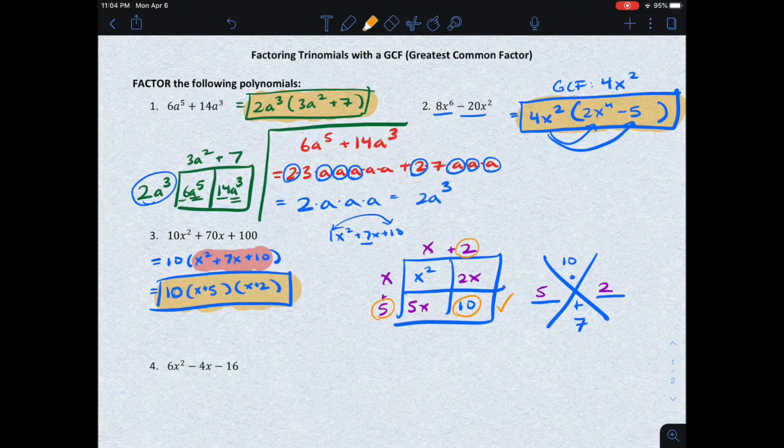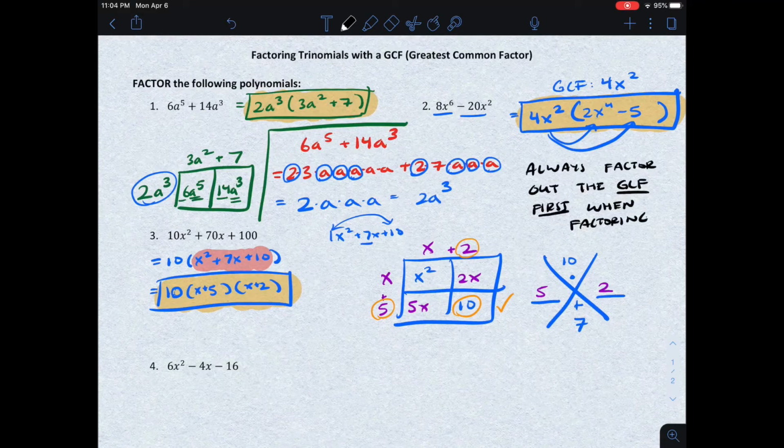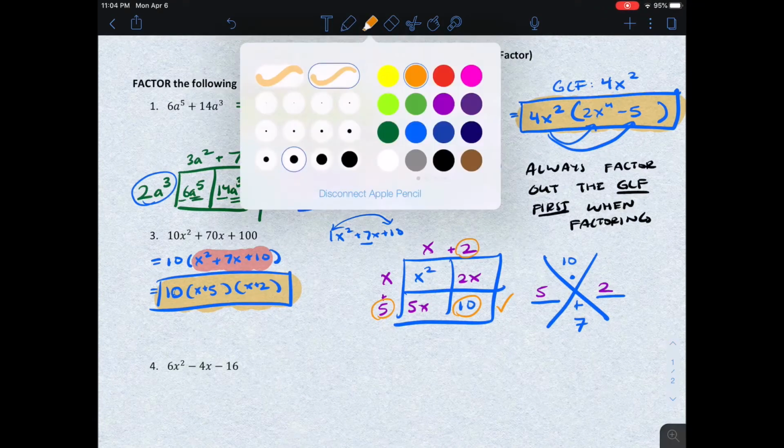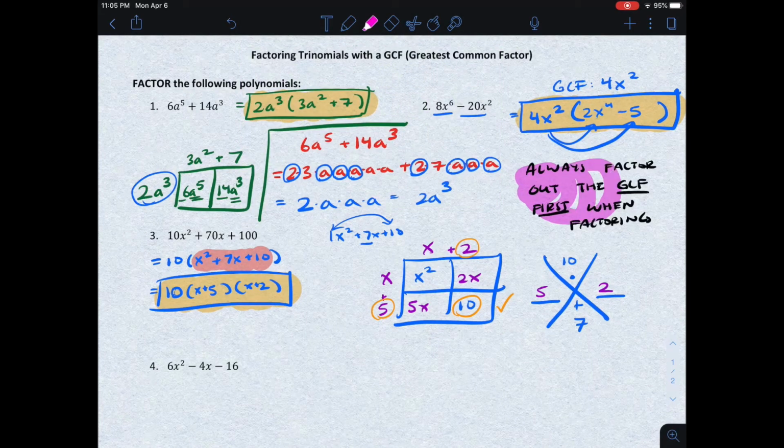So that's why factoring out the GCF is so important. You always want to do that for your first step. So let me actually write that down right here as a reminder, right? Always factor out the GCF first when factoring, okay? Anytime, and I mean that, anytime you are factoring, always look for the GCF. Let me use purple for this one. So keep that in mind, okay?